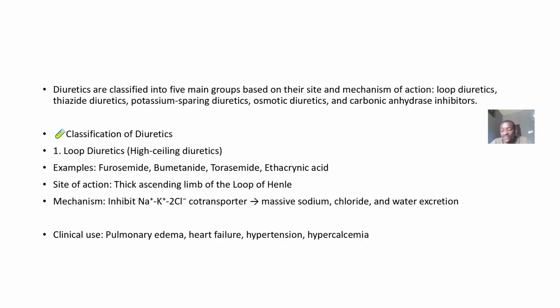So we have the loop diuretics. Those ones act at the thick ascending limb of the loop of Henle. Examples of drugs under this class include furosemide, bumetanide, torsemide, and ethacrynic acid. So if I want to grab any drug that falls under this category, I'll first of all try to know furosemide and torsemide. Furosemide, torsemide. You understand? So that's how you do it.